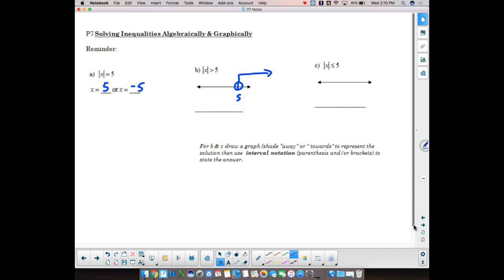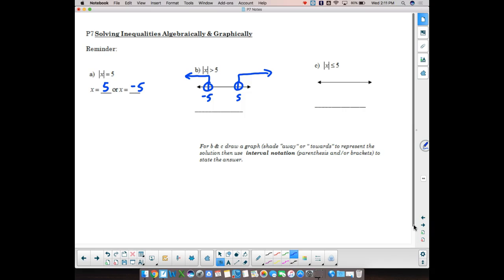But because of this absolute value fact here, now if I think about negative 10, and I put negative 10 into that equation for X, the absolute value of negative 10 is positive 10. Positive 10 is also bigger than 5. So I add in all of these numbers too. Okay? So that is the graph of that system.